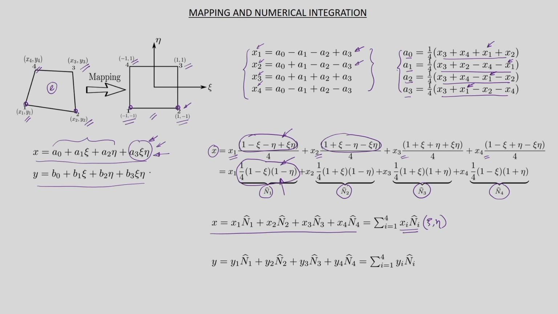Now, similarly, if we follow the same mapping relationship for y, we will end up with y equal to sum of yi Ni. So, now once we know these x and y coordinates, if we give a value of xi and eta, that is, if we find a point in the master element, suppose xi p eta p, substituting this xi p eta p in these two expressions, we will get the corresponding xp and yp in the physical element. So, this is xp yp in the physical element.